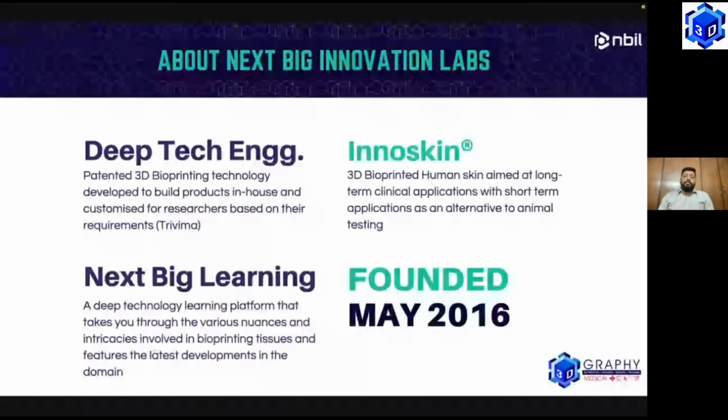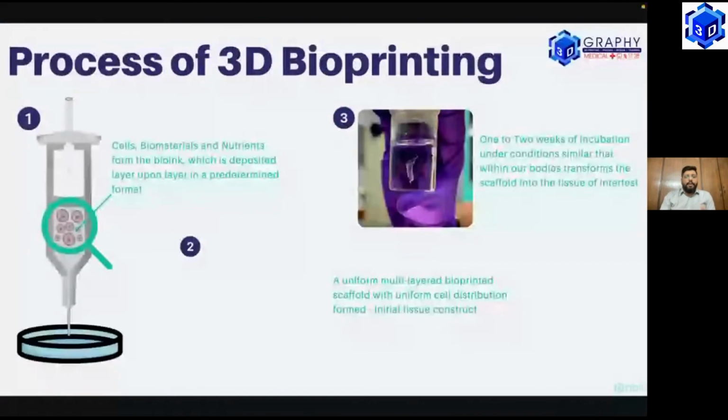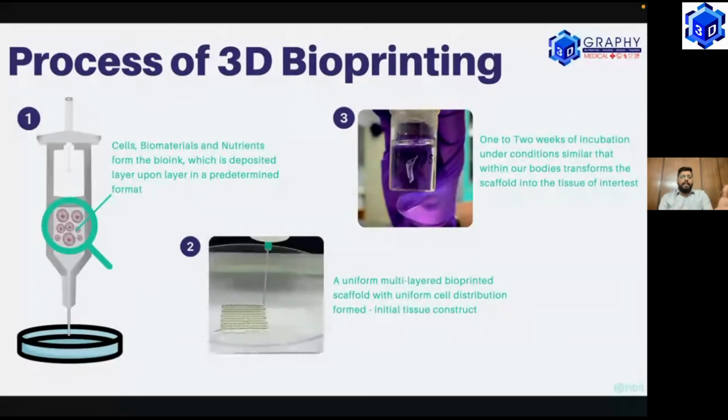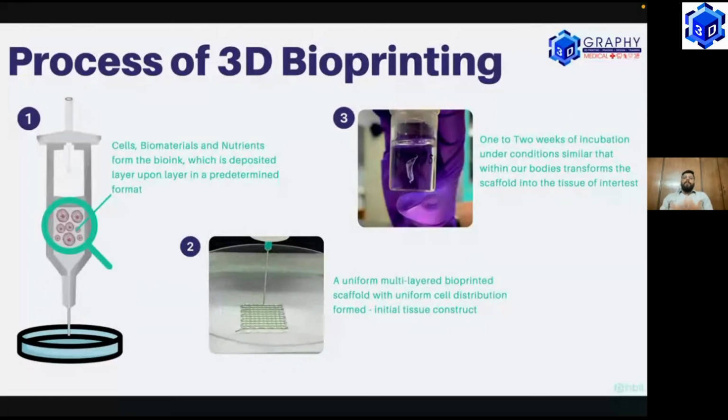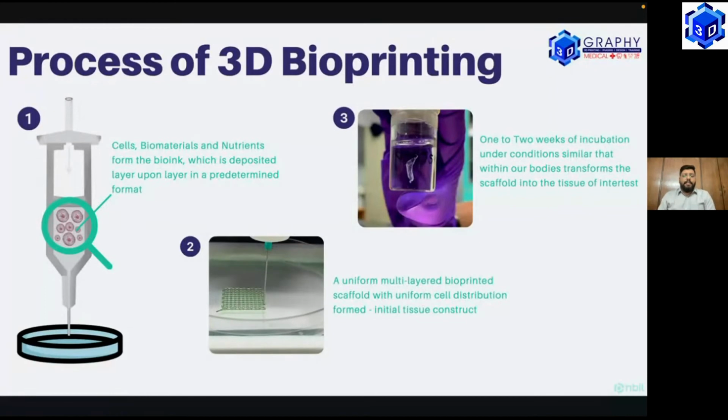So how we are coming on board is on the technology. We want to see how we can push the technology forward and make it as customizable as the biomaterial or the cell type people are going to use. I'm sure a lot of you have heard about or seen the process of 3D bioprinting. Basically, you have the cells that are loaded into the biomaterial or bioink, which is printed in a layer-on-layer format to form the scaffold. This scaffold is then given 1 to 2 weeks of incubation, or even 3 to 4 weeks, to finally form the tissue product. This is the basic crux of the technology.